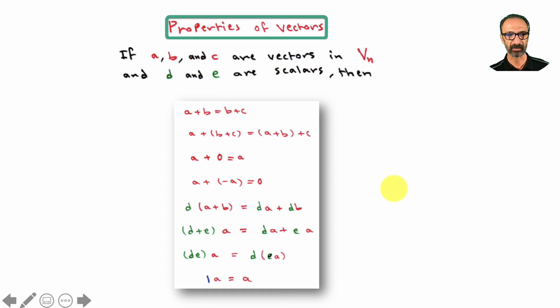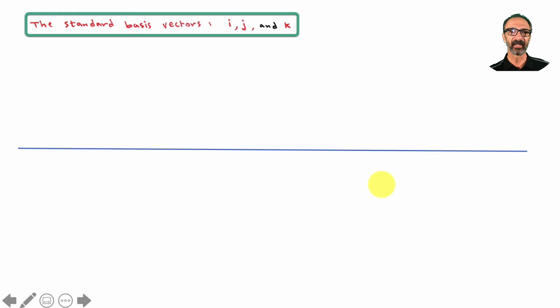They're not just examples. The standard basis vectors, which are called I, J, and K.